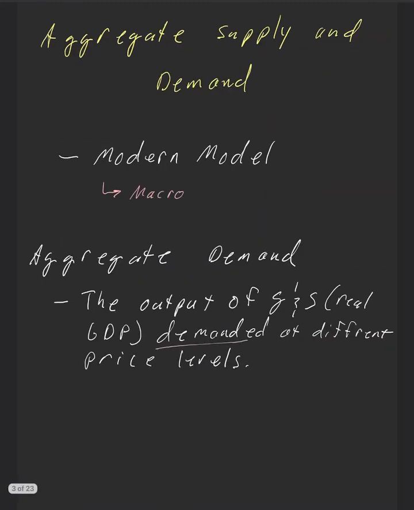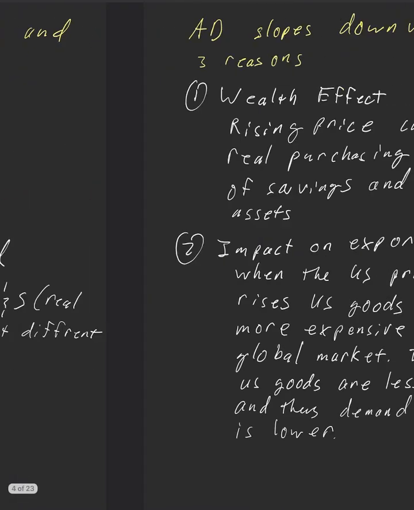Okay, so let's do the basics of aggregate supply and aggregate demand. This is the modern model, the current model of macroeconomics. It was built on aggregate supply and aggregate demand. And of course, we're familiar with supply and demand, but what's aggregate demand? Aggregate demand is the output of goods and services in real GDP demanded at different price levels.